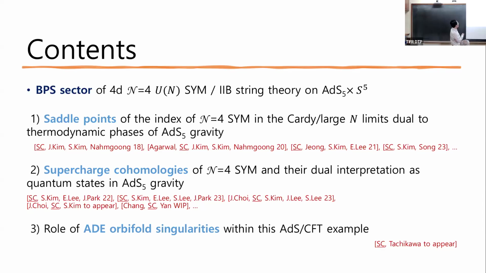So the first part, today's talk, is about the large N limit of the index of N=4 super Yang-Mills in the Lagrangian limit, which will be dual to black holes in AdS5 x S5. And tomorrow I will talk about the Q-cohomologies of N=4 super Yang-Mills, which are dual to some black hole microstates in AdS5. And finally, in the final lecture I would like to put some new ingredients in the bulk AdS5, which are nothing but orbifold singularities, and see what the implication of this is from the boundary and bulk viewpoints.